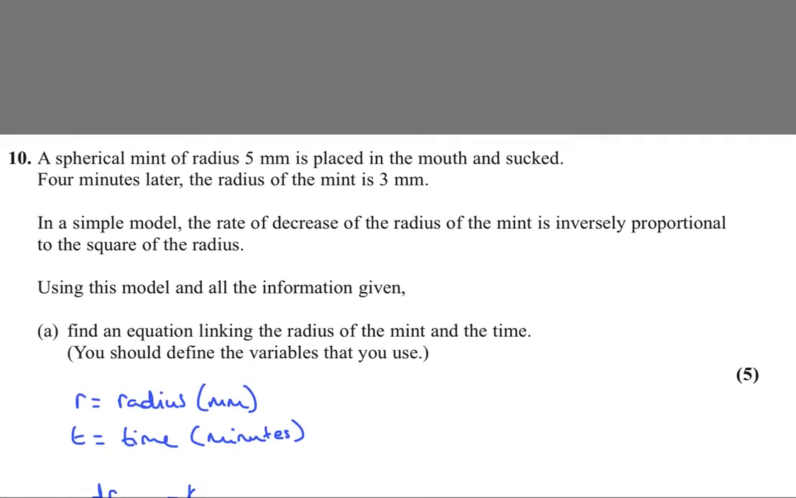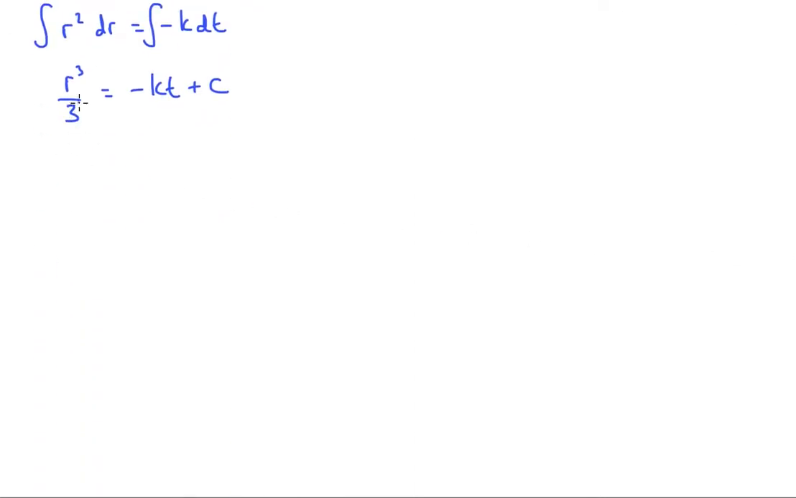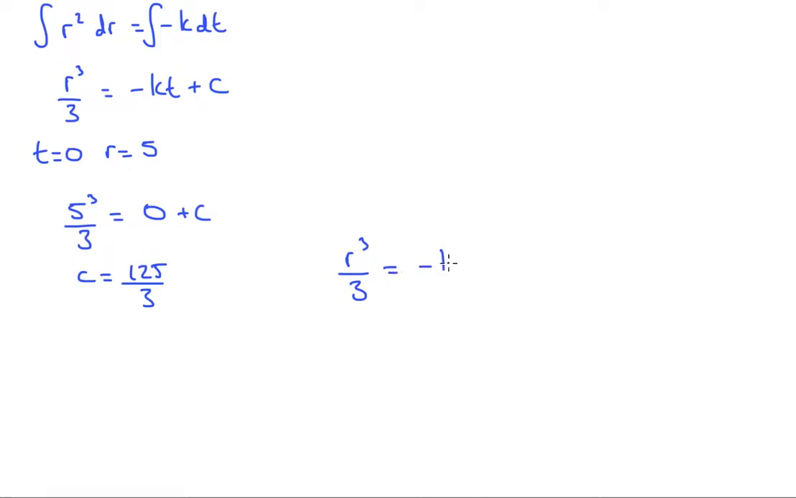Okay. It says initially when it's placed in the mouth it is 5 millimeters. So when t equals 0, r is equal to 5. So 5 cubed over 3 is equal to 0 plus c. So c is equal to 125 over 3. So we can improve our equation, and we can say that r cubed over 3 is now equal to minus kt plus 125 over 3.